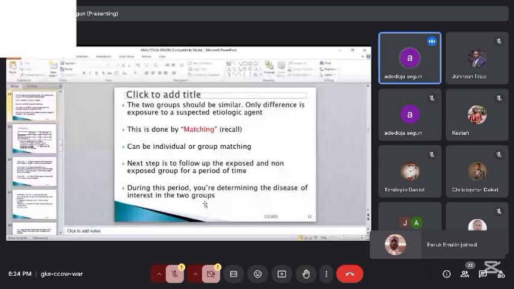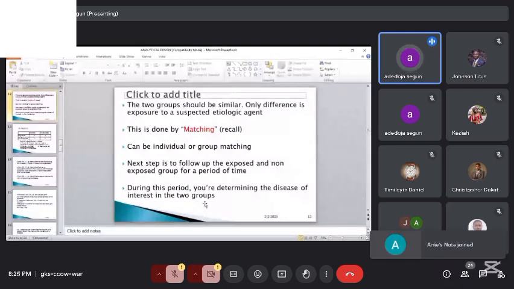If the exposed are female, the non-exposed also will be female. It is even better, more preferable, if we look at the race from where we get them, just to make sure the two groups match each other, just to avoid some level of bias. This is done by matching. The group is done by matching, as we can recall. It can be individual or group matching. The matching we are talking about can be individual or it can be based on group.